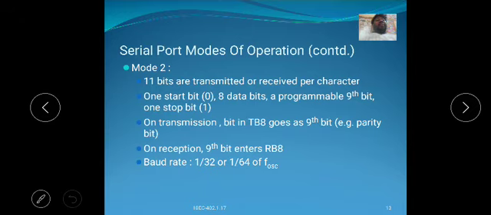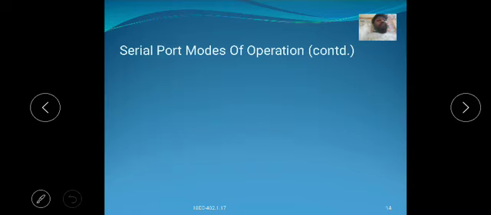On transmission, the bit in TB8 goes as the ninth bit, for example a parity bit. On reception, the ninth bit enters RB8. The baud rate is 1 by 32 or 1 by 64 of the oscillator frequency.